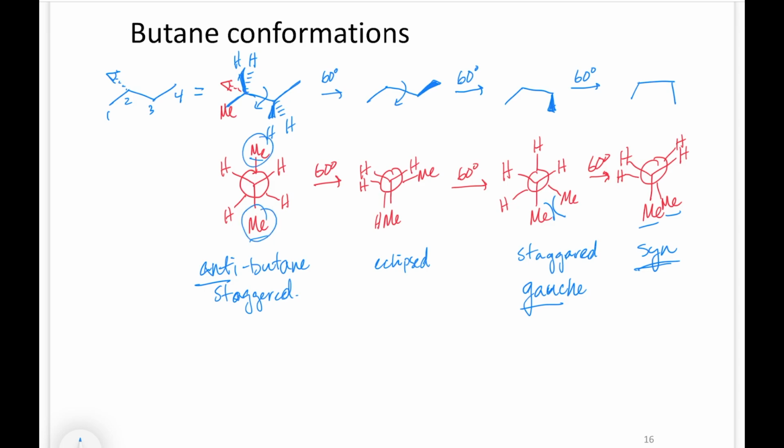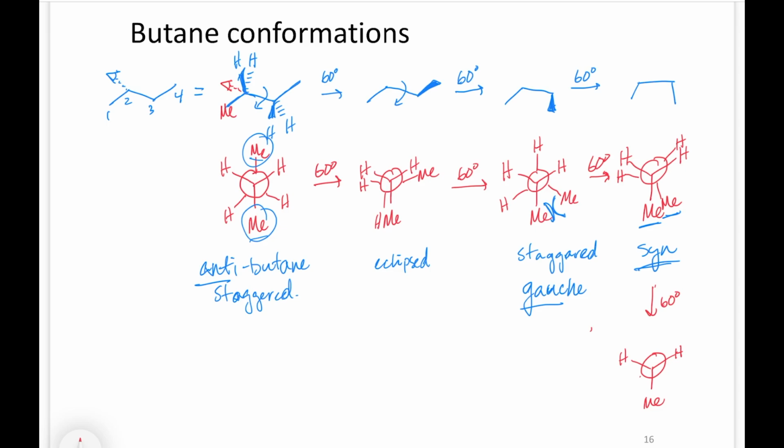These two methyls take up room, and they need to be as far away as possible. If you start to interact in a Gauche manner, this is not making the butane very happy. Now, syn would be the worst. These two methyls are right beside each other. Let's go ahead and rotate this molecule now back to its original anti-butane staggered conformation. So we're going to rotate this one 60 degrees. We're going clockwise again, so our front carbon hasn't changed.